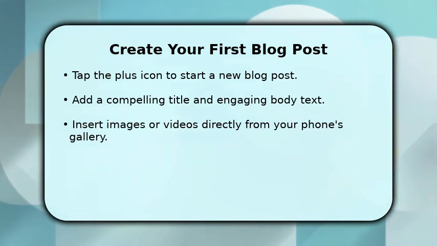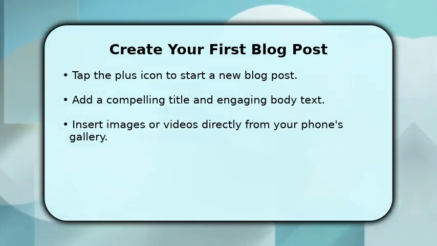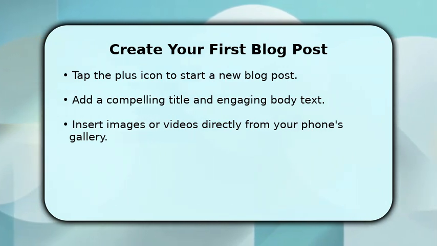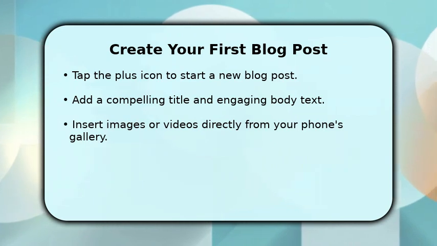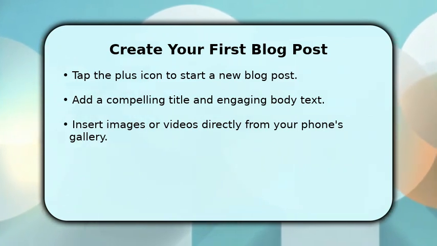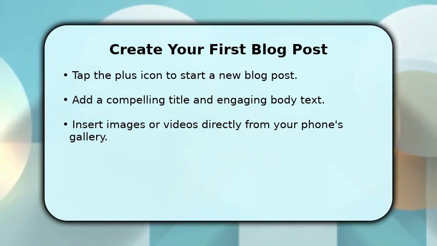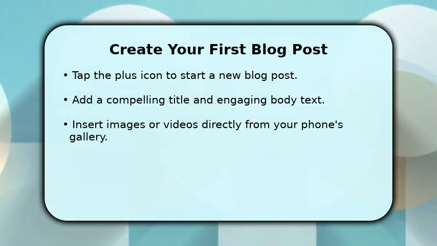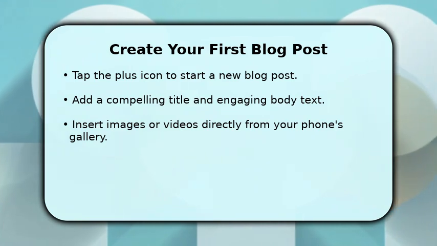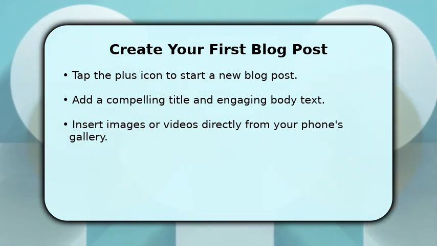Open the Wix Owner app and tap the prominent plus icon to begin a new entry. You can easily add a captivating title and write your main content using the mobile editor. Enhance your post by inserting photos or videos straight from your phone's camera roll, making your content visually appealing. Remember to use the built-in formatting options for clear readability.